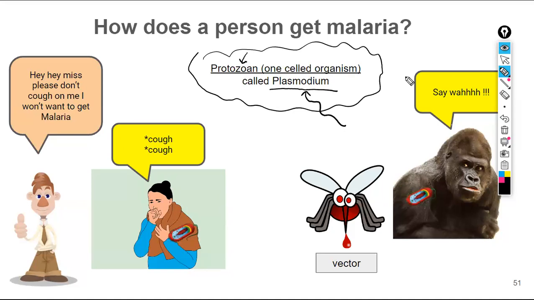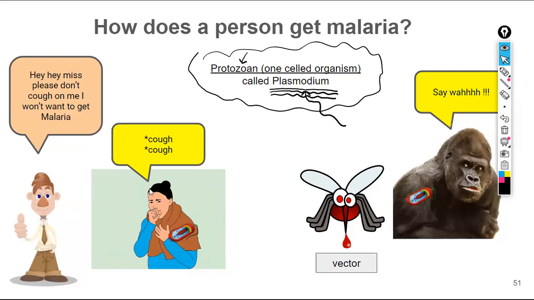A plasmodium is just one type, or one example, of a protozoan. But the name of the actual organism that's responsible for malaria is the one that I'm underlining many times there.